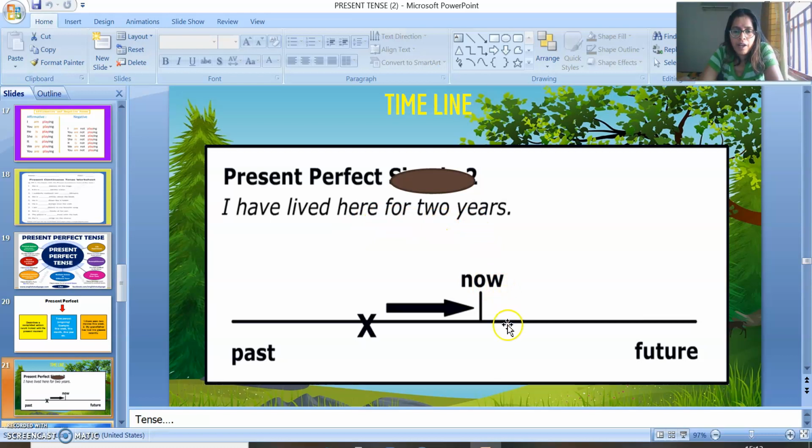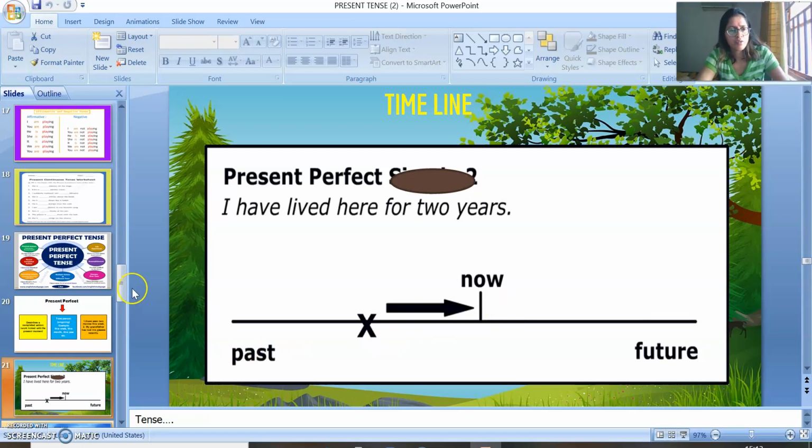It means right now, currently it is 2020. It means I started living in Delhi in 2018, and for the last 2 years I am in Delhi. So it is an example of present perfect tense only.